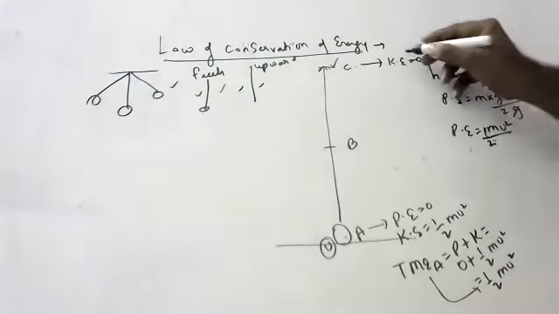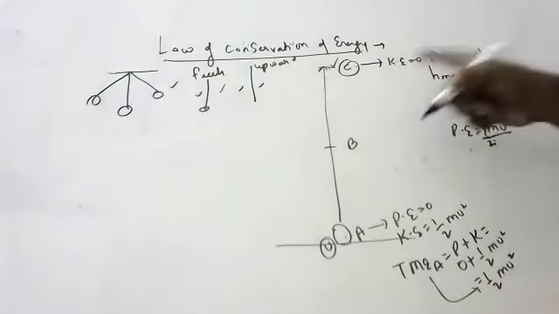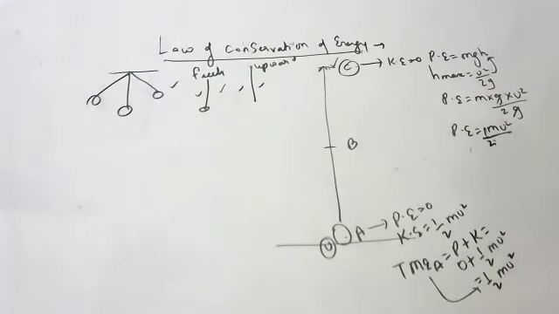Half mu square. Here also half mu square. Here also half mu square. But here it was kinetic energy. Here it is potential energy. In the middle, I will show you.